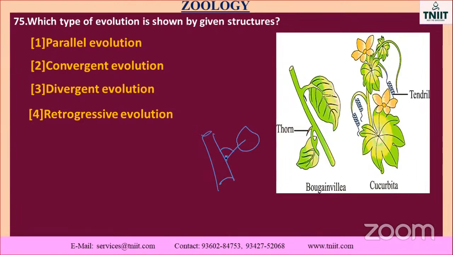Here the axillary bud is there. The axillary bud, what will happen? You know, it will produce the thorn. So this is the thorn. The same organ also modified in the form of tendrils. So the same organ is modified, you know, divergent evolution. So option D only is the correct. Sorry, C only is the correct. And the first one is the wrong one.